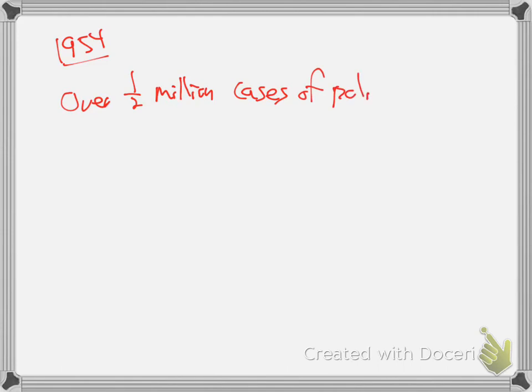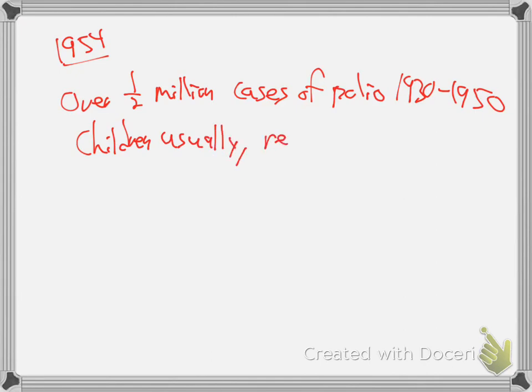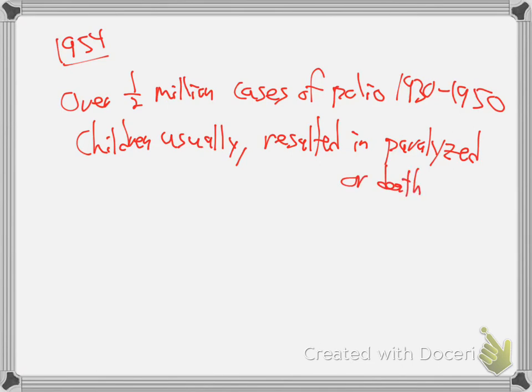So 1954, what happened? Let me give you the results of this. In 1954, this is where this comes in real important. There were over 500,000 cases of polio between 1930 and 1950. And now it's pretty much gone. It's been eradicated in the Western world, at least. It was usually children, and it resulted in being paralyzed or death from the polio. It was serious. It was a big deal in the 1930s, 40s, and 50s.